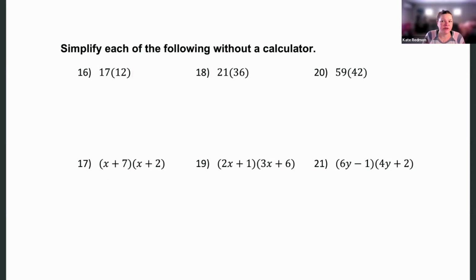So as we go to do today's concept, which is multiplying binomials, we are going to treat each one of those terms just like we treated digits in the last problem. Number 17: the quantity of x plus 7 times the quantity of x plus 2.